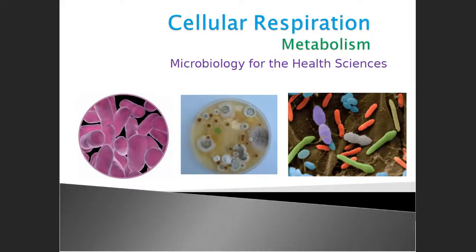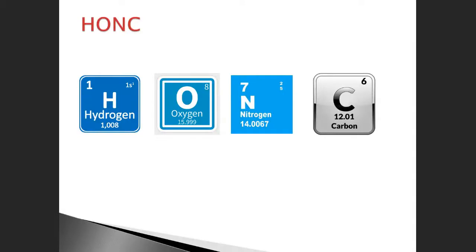So we start with HONK, right? If we think about these, hydrogen, oxygen, nitrogen, and carbon, they make up about 96% of everything that is in our bodies, right? Just these four atoms: hydrogen, oxygen, nitrogen, and carbon.